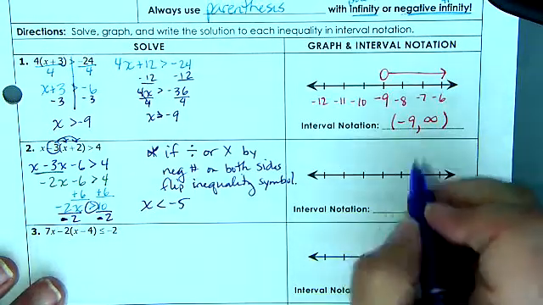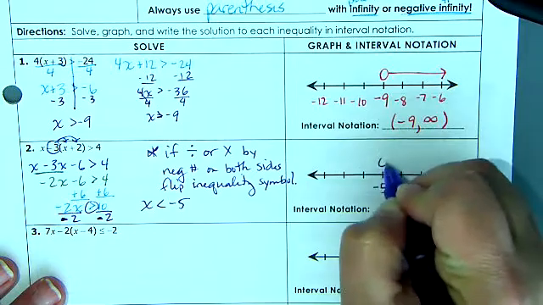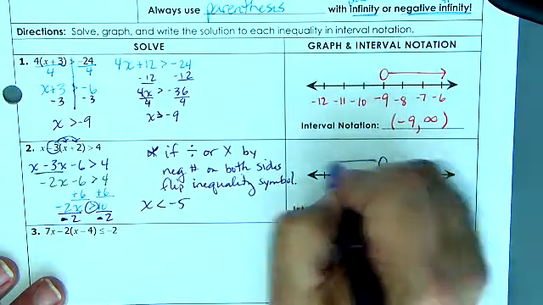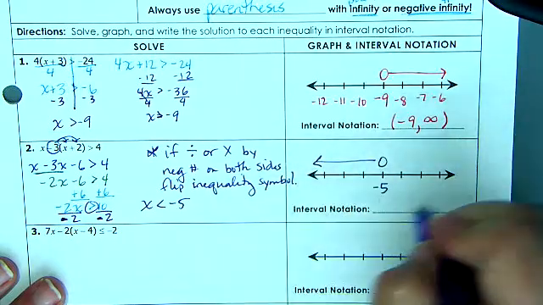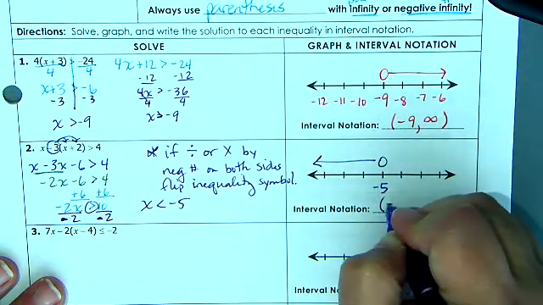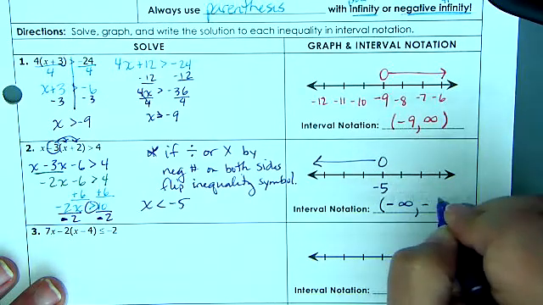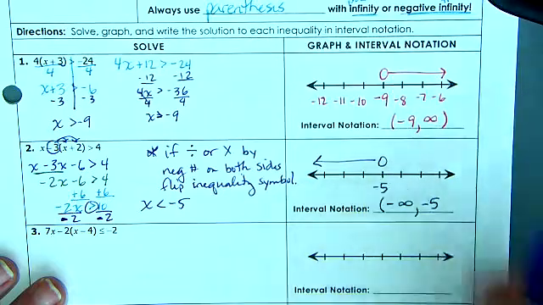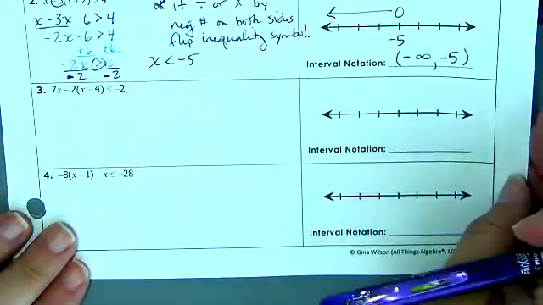All right, so for graphing this, that means the negative 5 is going to be in the middle. It's an open circle. It's less than, so I'm shading in this direction. So that means it's all of the negative infinity. So I'm going to do parentheses, negative infinity, comma, where does it start? Negative 5. It's an open circle, so it's a parentheses. Next example.